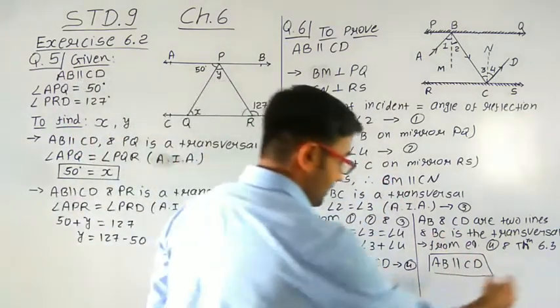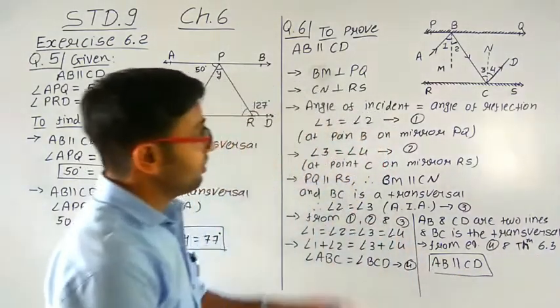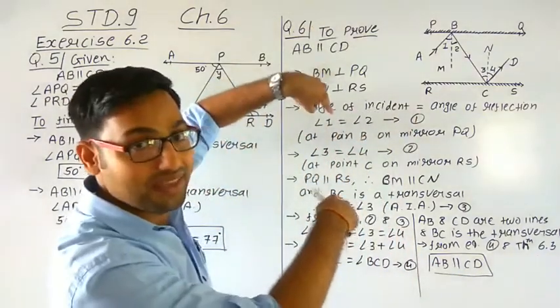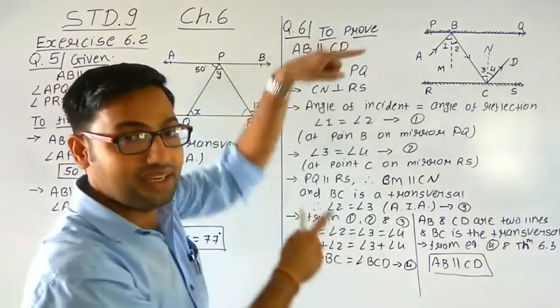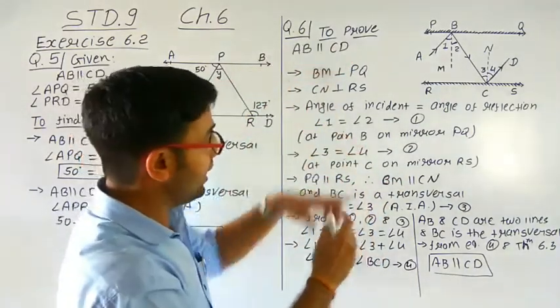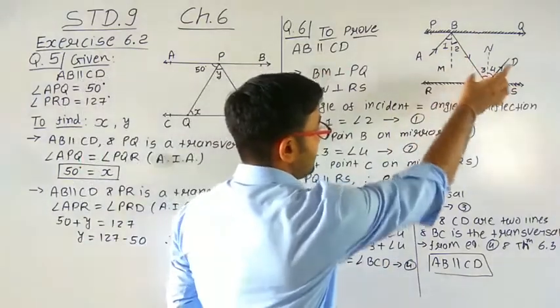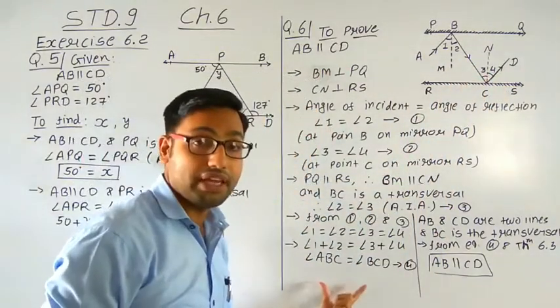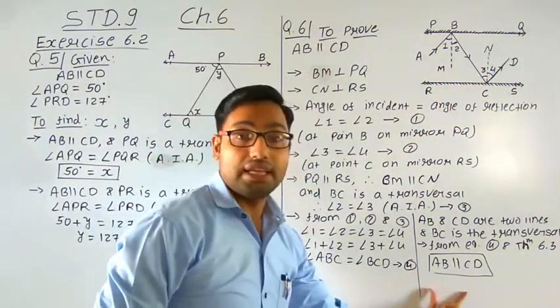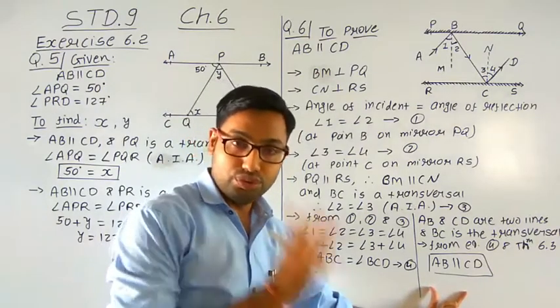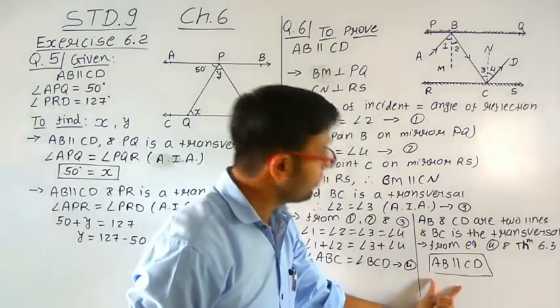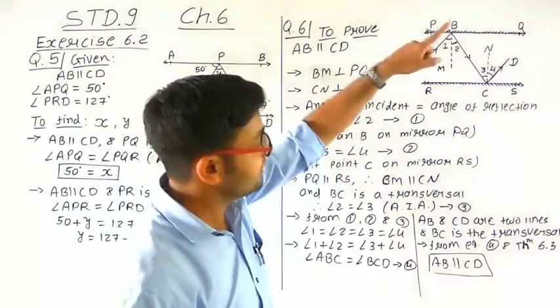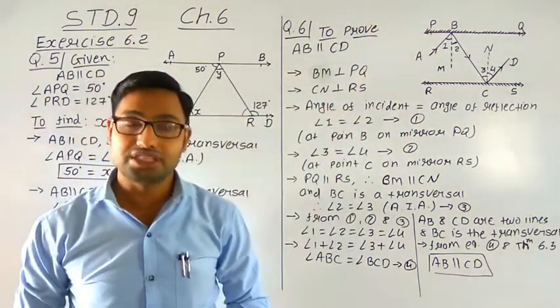The statement of theorem 6.3 is that whenever a transversal BC intersects two lines, AB and CD, and the alternate interior angles become equal, then the two lines are parallel to each other. So in this way we can prove that AB and CD are parallel to each other.